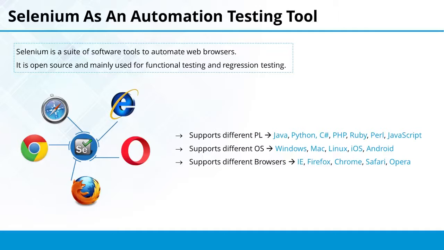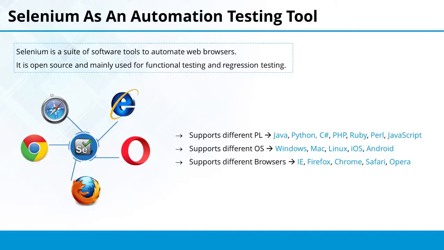So I'm sure you all must be aware about functional testing. If you have to do it, obviously this functional testing will also be automated. Okay, so functional testing and automation testing basically means that you can use Selenium to automate functional testing or regression testing.